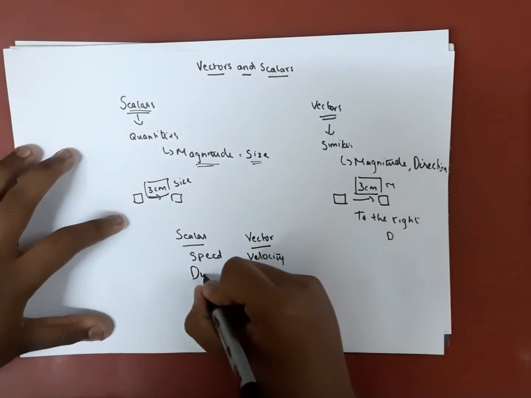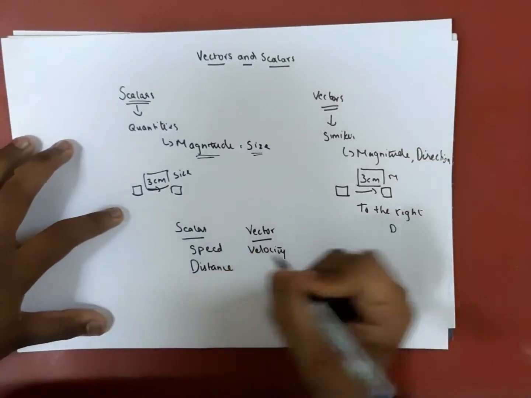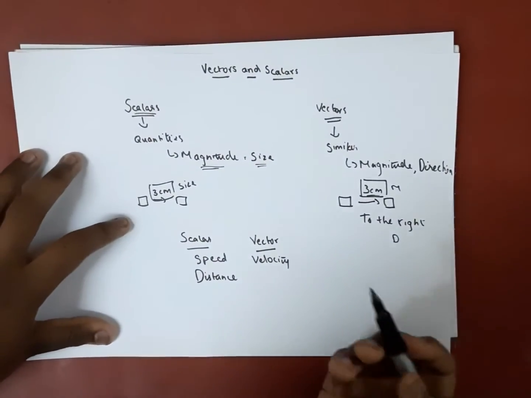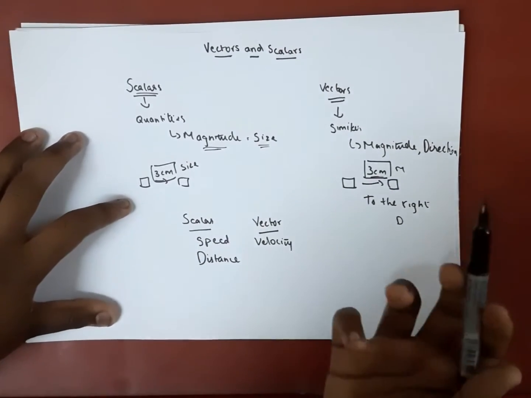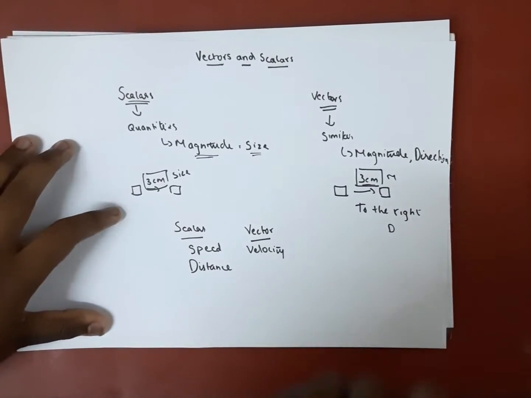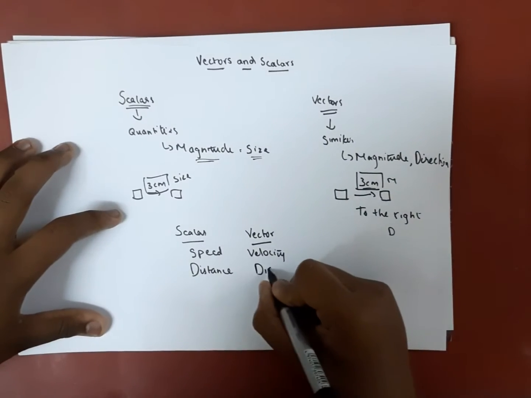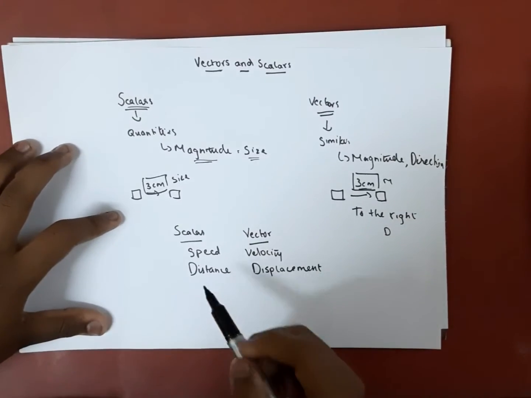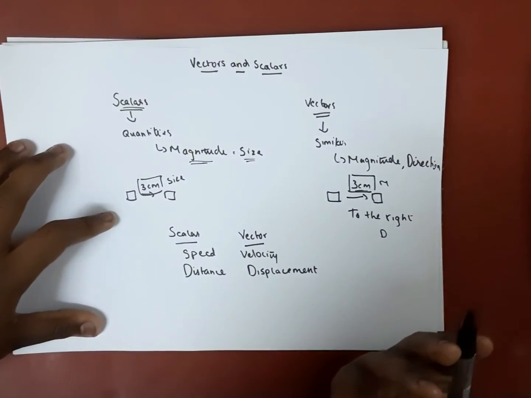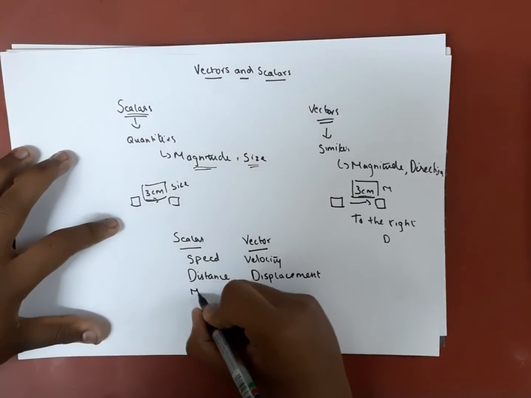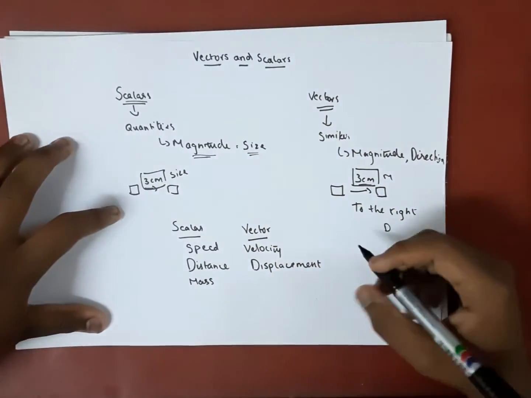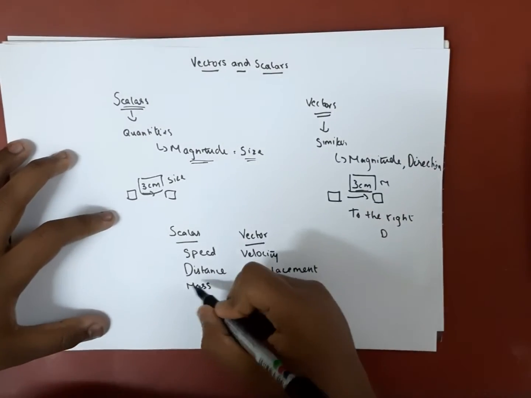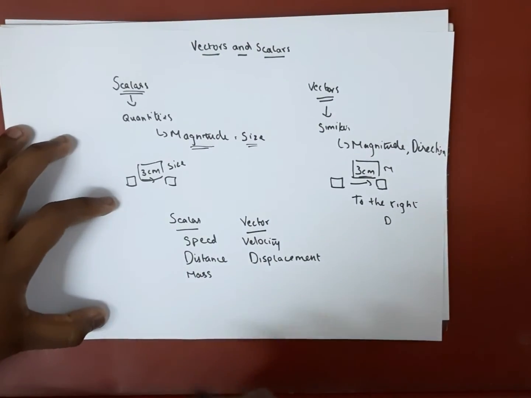Next, distance. Distance is something like this 3 centimeters. In this case, it's just a scalar quantity. But when you give the direction of the distance, it is called displacement. So distance is a scalar quantity and displacement is a vector quantity. Next, we have mass. So what is mass? The amount of matter in a body. So mass is a scalar quantity because it doesn't really have any direction.